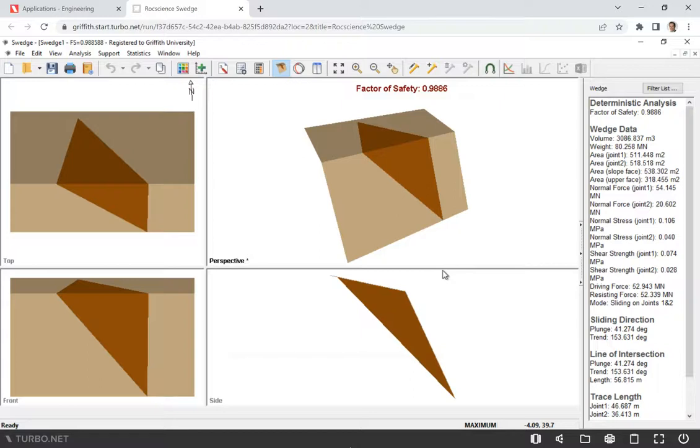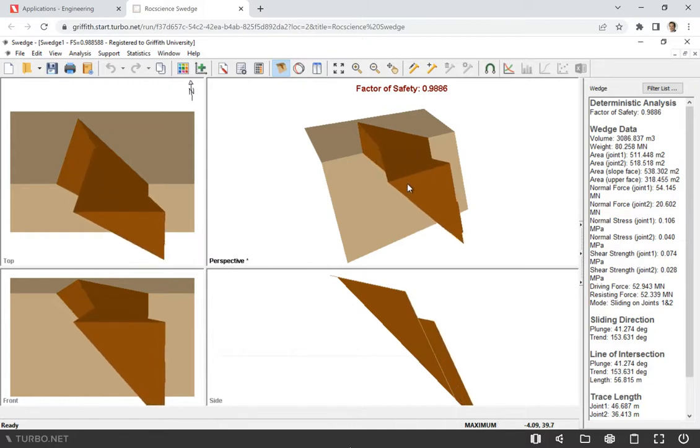Good day everybody. In this tutorial I'm going to explain how we can use software called Swedge. I'm not sure why it's called Swedge. This is about wedge failure. Wedge failure is actually very common in rock mass. This is what wedge failure looks like.